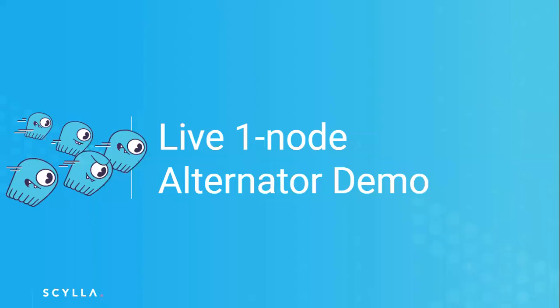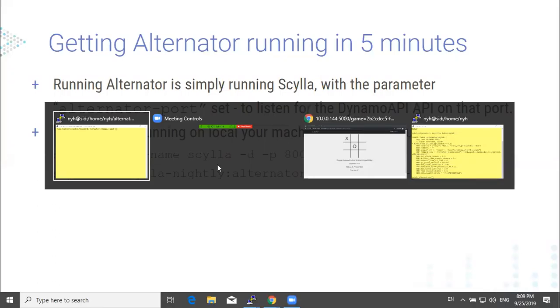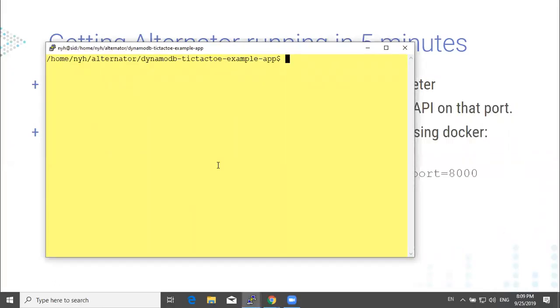So after the introduction to Alternator, let's go see a few live demos of how it works. Let's start with how you can get started with Alternator in 5 minutes on your own machine. You can use Docker to get it up and running in 5 minutes and see how your application actually works with Alternator. I'll show you how I run it.